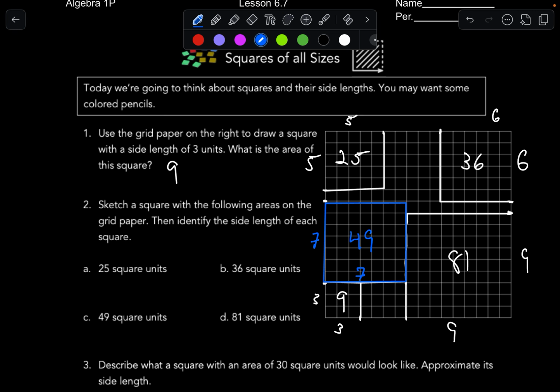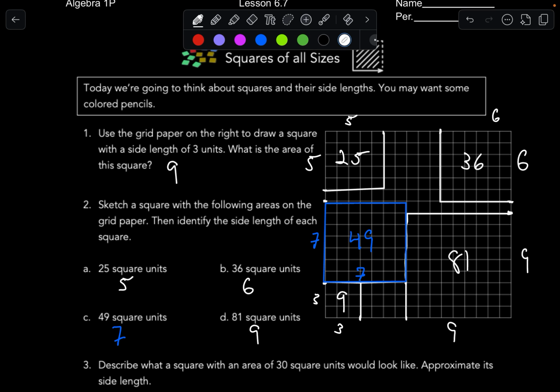And then identify the side length of each square. So 25 square units has a side length of 5. 36 square units has a side length of 6. 49 square units has a side length of 7. It's the blue square. And 81 square units has a side length of 9.